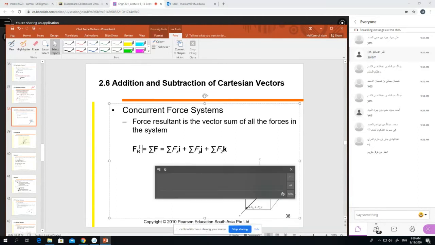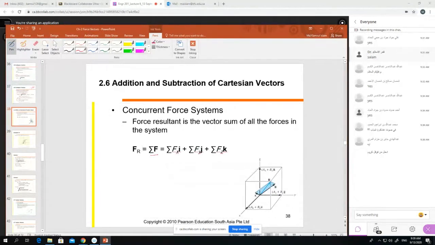Force, resultant force in the system. So FR, the resultant force, is equal to the summation of all the forces: summation of Fx, all the horizontal force, into i, summation of all vertical force into j, and summation of Fz, all force in the Z axis, into k.